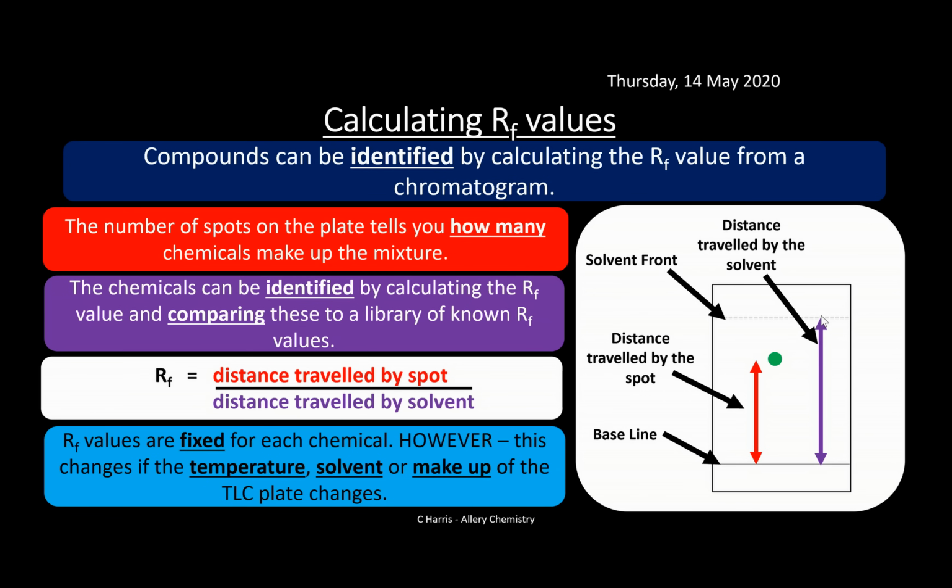However, we've got to make sure that we keep certain things constant, so we don't get different RF values for different chromatograms. What we've got to make sure is the temperature that this is conducted in remains constant, the solvent remains constant, and the actual makeup of the TLC plate remains constant as well. So we've got to try and keep things the same. When we're comparing RF values, we've got to make sure that we're using the same methodology as what the data book is suggesting. Okay, so pretty useful actually. We're separating and we're actually identifying as well.